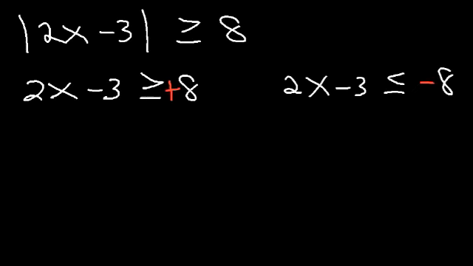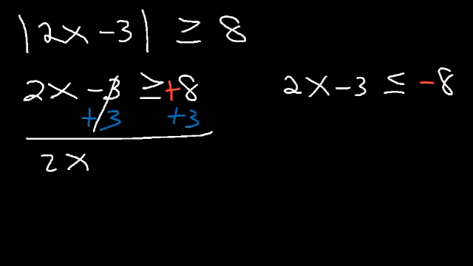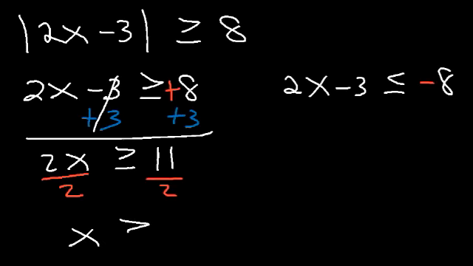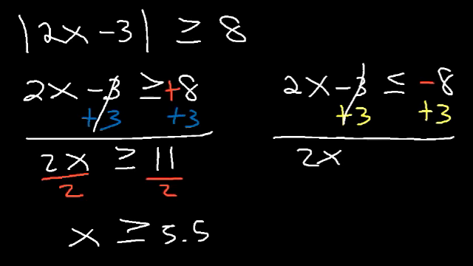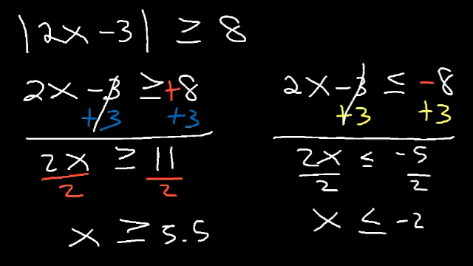So now let's solve for x in both inequalities separately. In the first one, let's add 3 to both sides. So 8 plus 3 is 11, and then we need to divide both sides by 2. So our first answer is x is greater than or equal to 11 over 2, which is the same as 5.5. Now for this side, let's add 3 to both sides. So negative 8 plus 3 is negative 5, and then let's divide both sides by 2. So x is less than or equal to negative 5 over 2, which is negative 2.5.